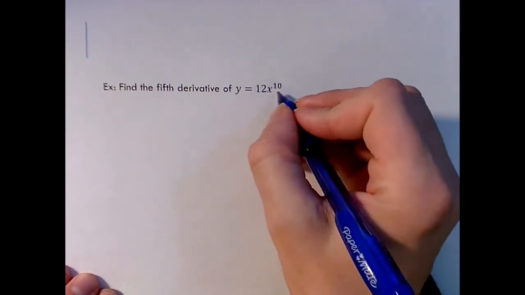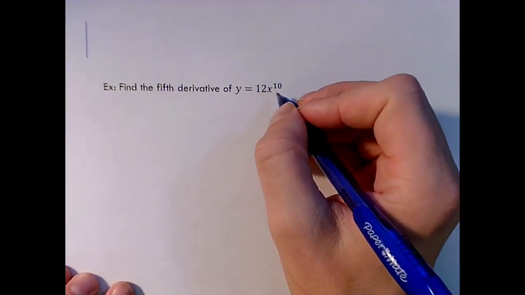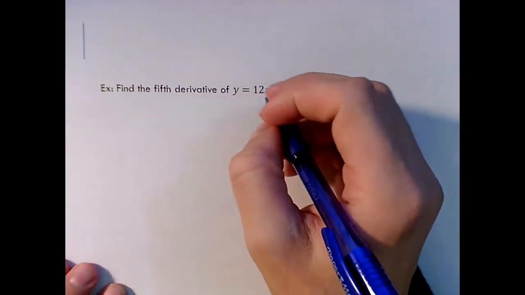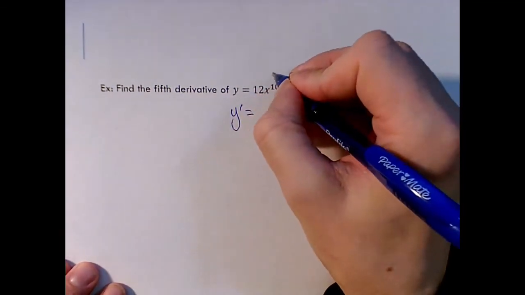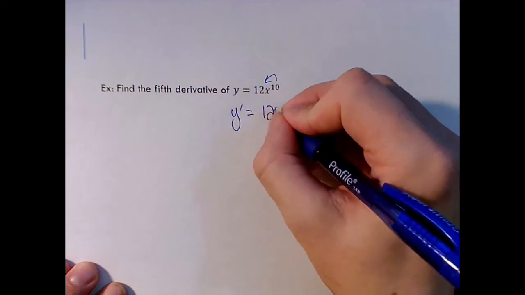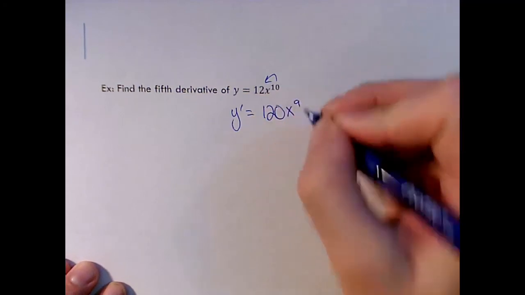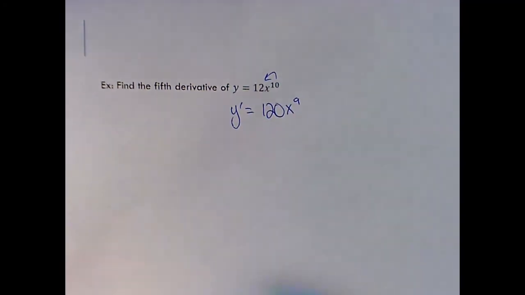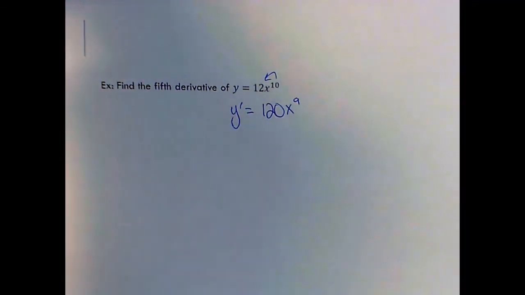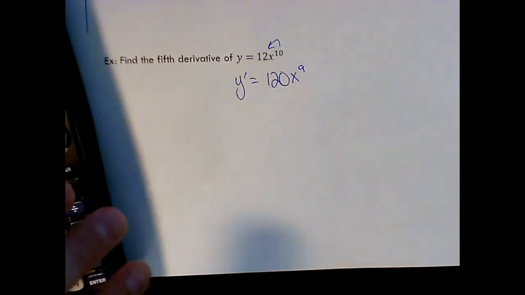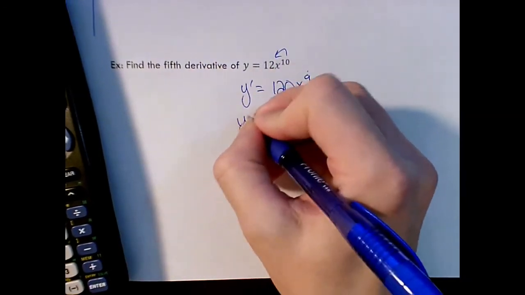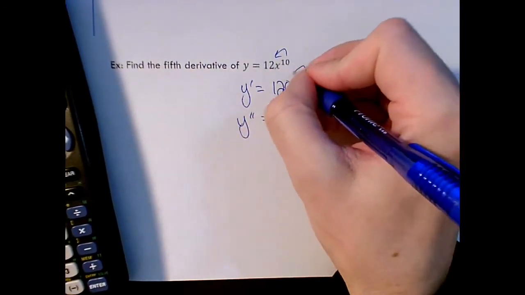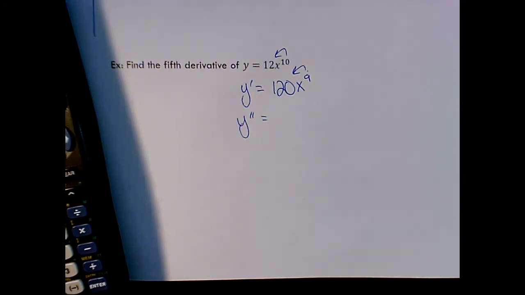If y equals 2x to the 10th, and I need to find the fifth derivative, not bad. The first derivative is going to bring that 10 out front, 20x to the 9th. Oh boy, I'm going to want a calculator for this. Bring the 9 out. Y double prime is bring the 9 out front, so 20.